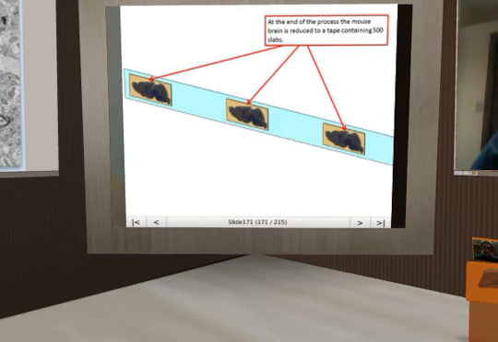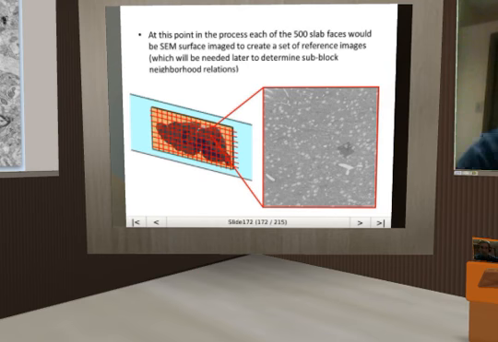And the process repeats. The result of this is that the entire mouse brain is reduced to a single tape containing 500 slabs, each 20 microns thick. This is not a big number because 20 microns is pretty large. At this point in the process, each of these 500 slab faces would be SEM surface imaged to create a set of reference images, which would be needed later to determine sub-block neighborhood relations.